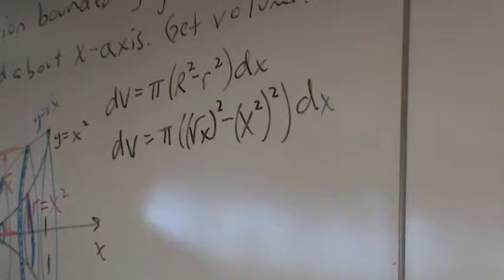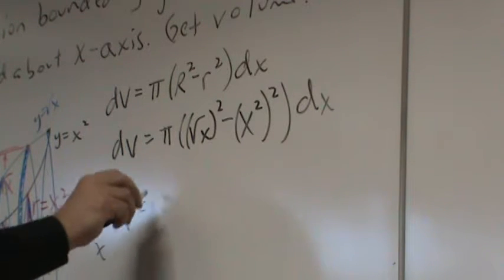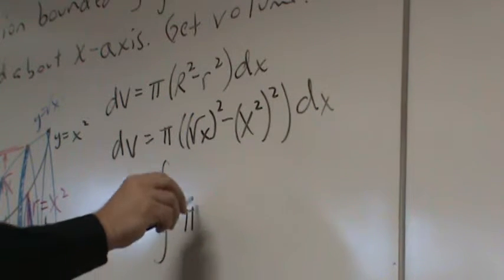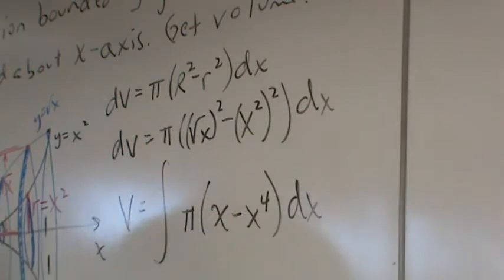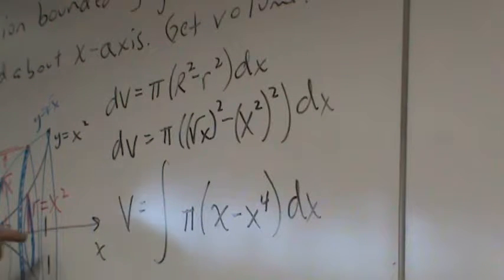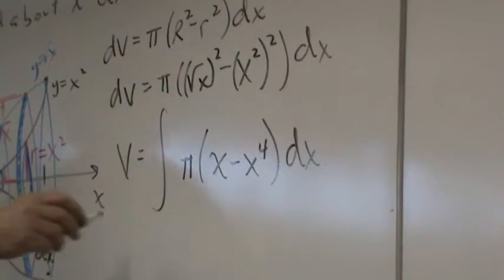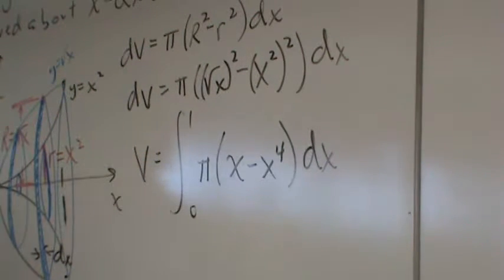And now I can get an expression for the volume itself. Volume is going to be the integral of pi times x minus x to the fourth dx. Since I'm in dx land, I'll integrate from 0 to 1, because that's what this is, that's 1. And so I'll go 0 to 1, and then I'll do punchy and get my answer. Any questions or issues on this process?